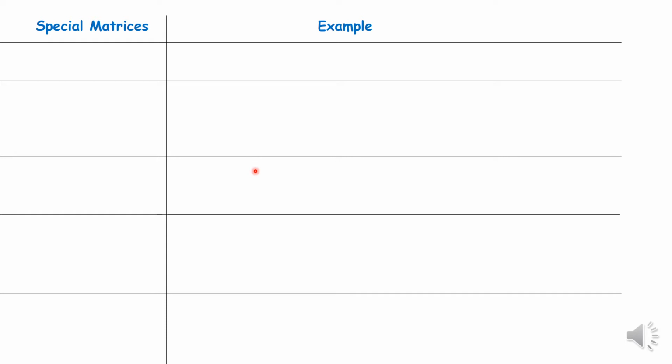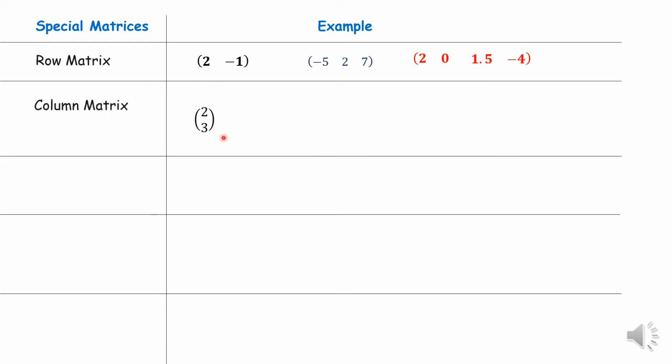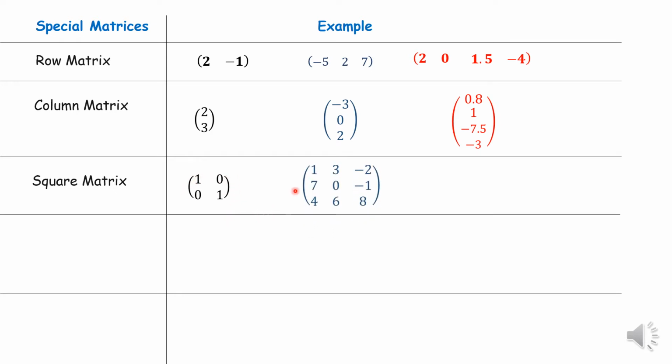Right, so there are some special matrices. The row matrices are matrices that just consist of one row with different columns. This, for example, is a 1 by 2 matrix, a 1 by 3 matrix, and a 1 by 4 matrix. Then obviously the column matrix, consisting of only one column. Then the square matrix: you have 2 rows and 2 columns, or 3 rows and 3 columns, or 1 by 1, 1 row and 1 column. These are all known as square matrices.